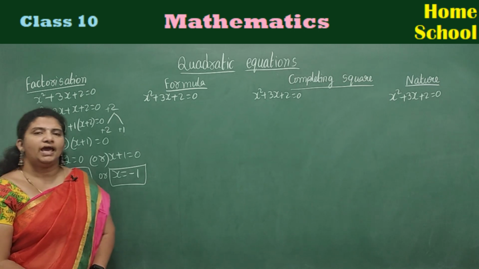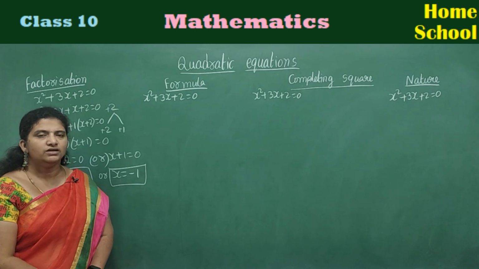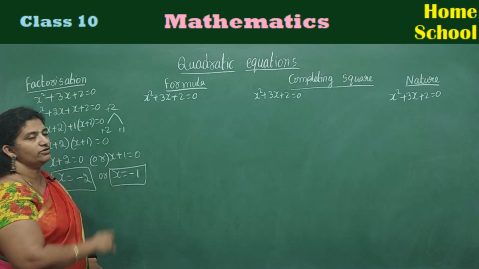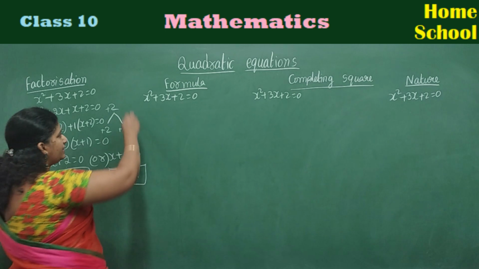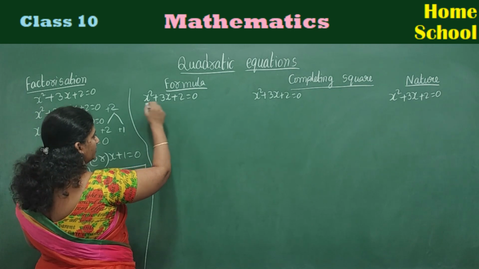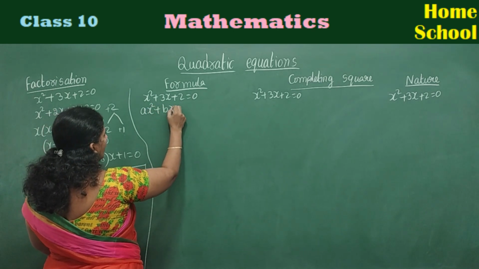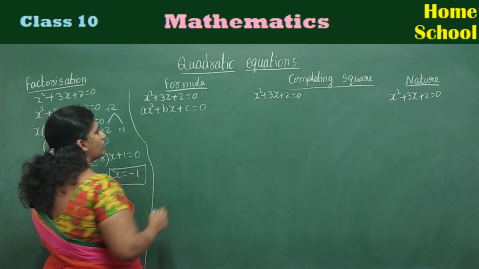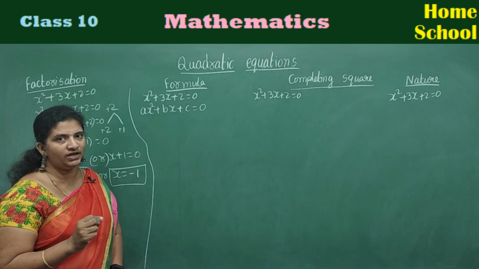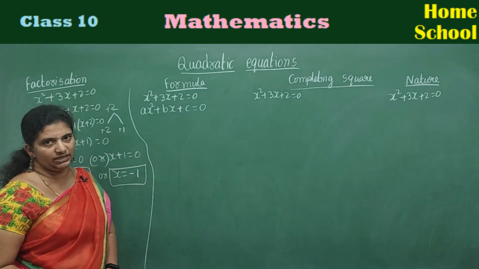Okay. Now, suppose you are unable to do the factorization method, you are not getting any factors. That type of equations also we can solve by using formula method. In this method, how are we going to solve this? Compare the given quadratic equation with the standard form of the quadratic equation. Please write all these statements here. What is standard form? ax square plus bx plus c equal to 0.